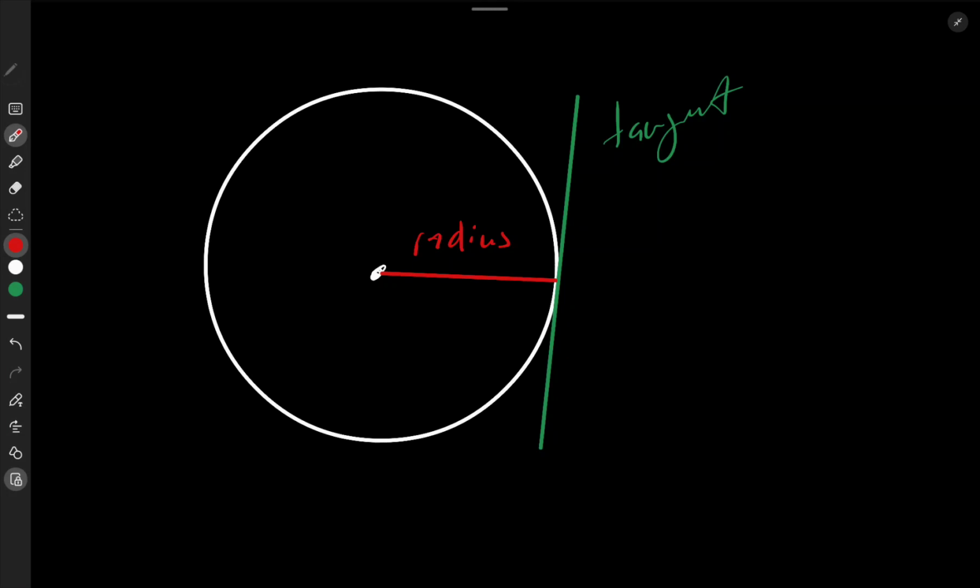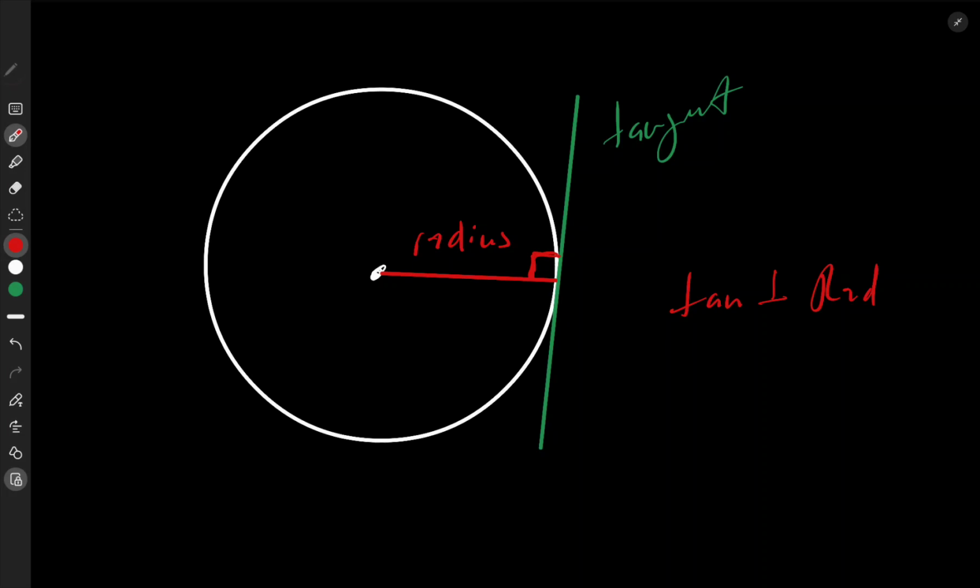Whenever a radius meets the tangent, it's always going to form 90 degrees. It's going to form 90 degrees, and this is a theorem. This is one of the theorems that you need to know in circle geometry, and it is called tan radius. It means whenever a tangent meets a radius, it's going to be 90 degrees. Don't forget this.